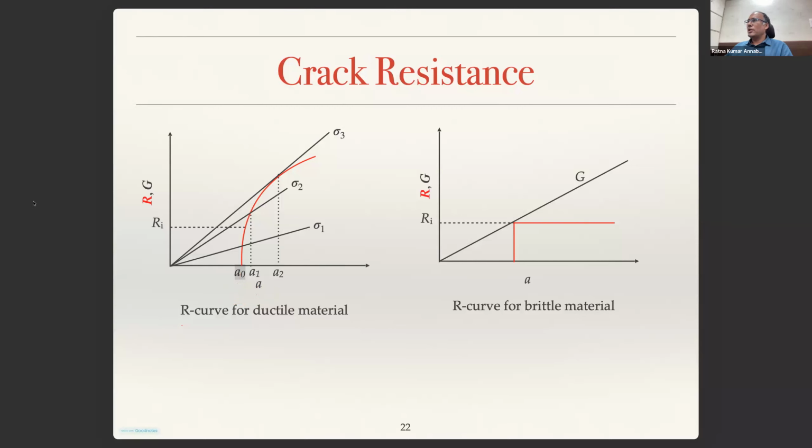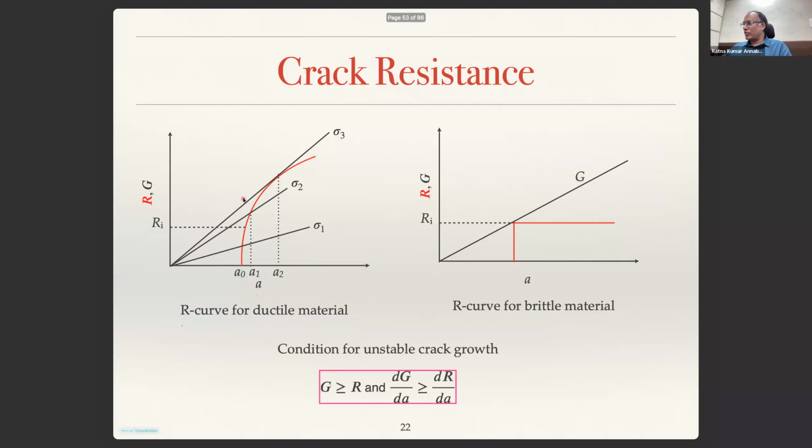So now let us look at what the conditions are. How do we write these conditions? The condition for unstable crack growth is that first of all, G should be greater than or equal to R, but that is not enough, because even though G is greater than R here, if you look at this particular scenario, G is greater than R, but if the crack length is only A1, then the crack will not grow unstably because this slope is larger than this. So from this length to this length, it will grow slowly.